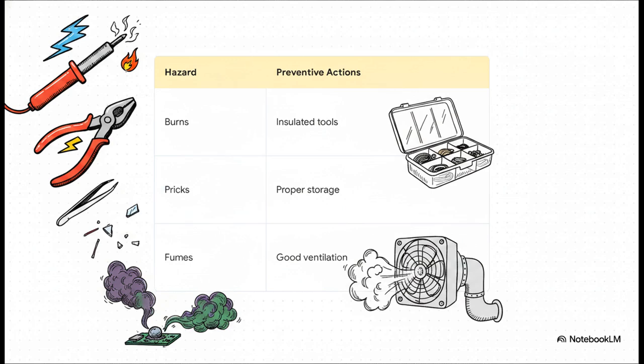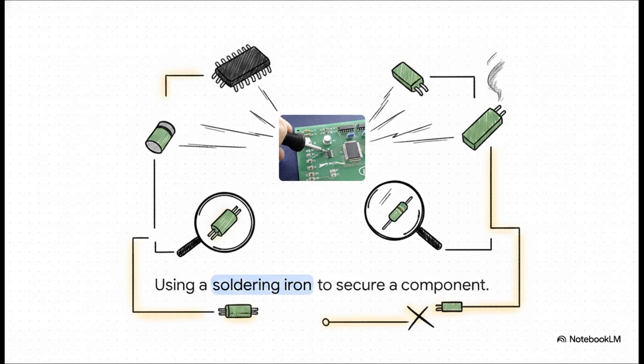To prevent burns, you absolutely must use well-insulated tools and be super mindful of where you place your soldering iron. To avoid getting pricked by sharp objects or tiny wires, proper storage is key. And crucially, this is a big one, to protect yourself from toxic fumes when melting metal, you have to ensure good ventilation in your workspace. Safety always comes first.